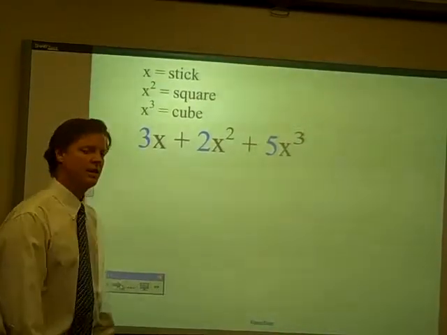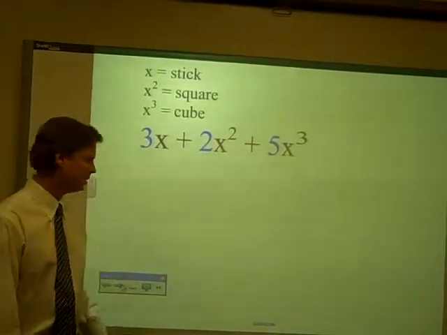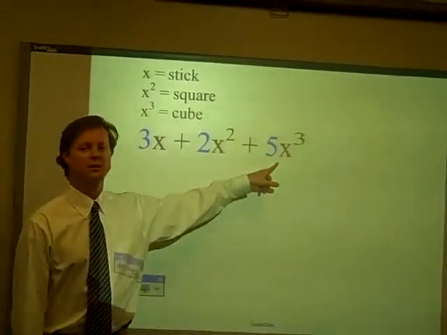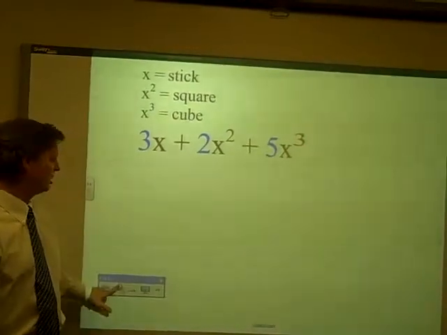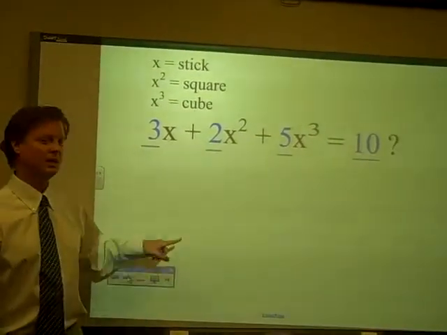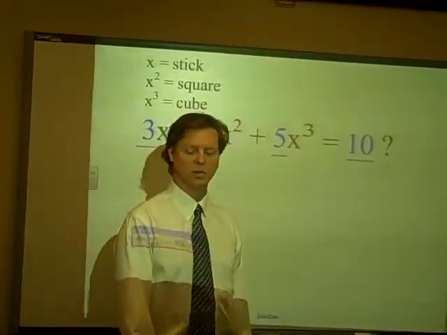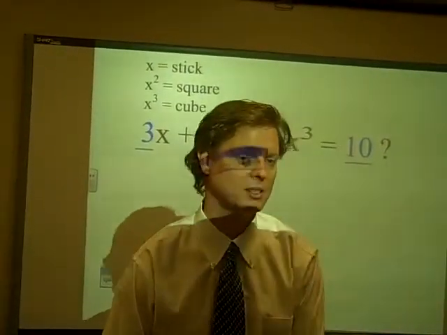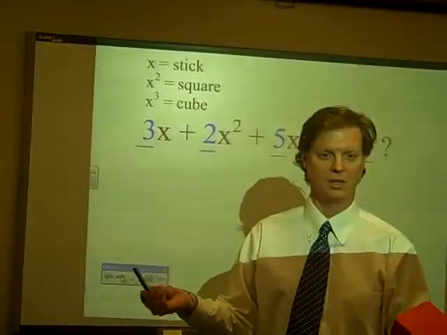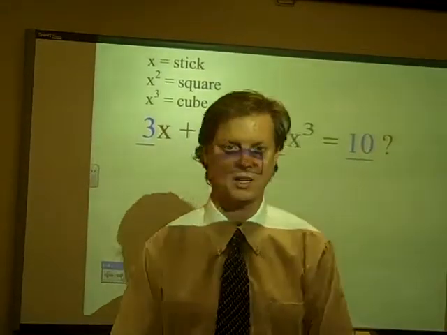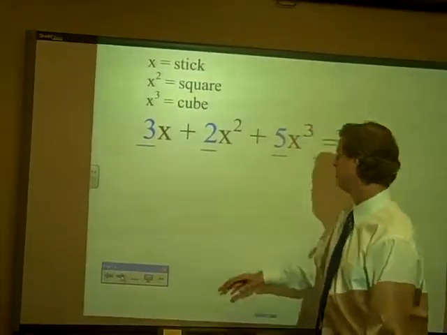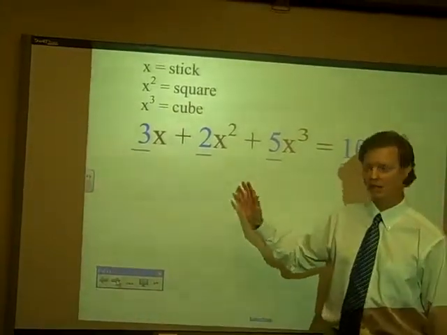So one of the things that I see on exams and quizzes is they want to add these numbers together to get, let's go to the next one, to get 10. But 10 what? Would it be 10 cubes, 10 sticks, or 10 squares? As you can see, these are not the same objects, so you can't gather these like terms. So don't make this mistake.